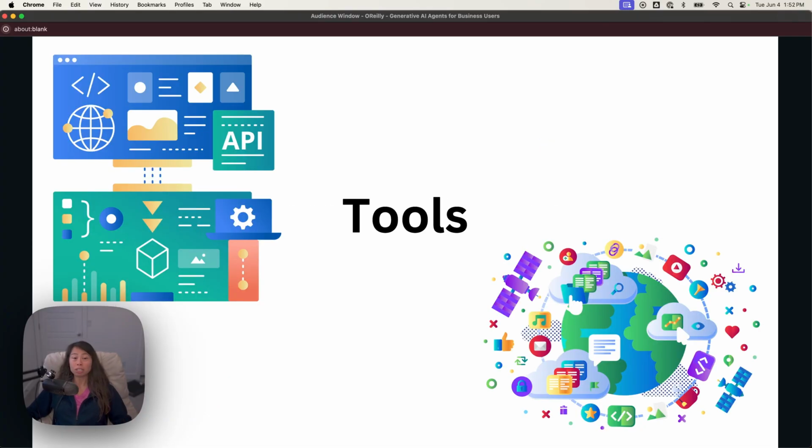I've mentioned tools a couple times, so now let's talk about tools. Agents can leverage tools which massively extend their capabilities, such as calling external APIs, collecting data, and searching the internet.